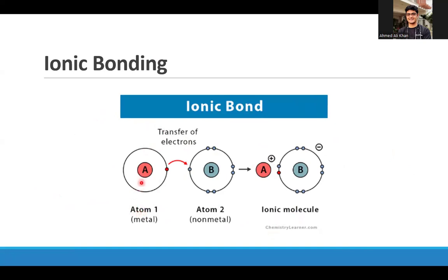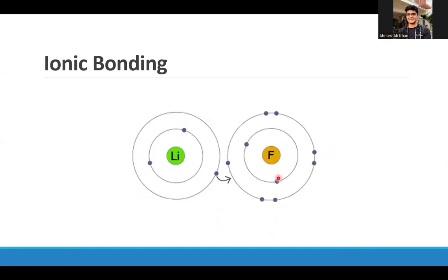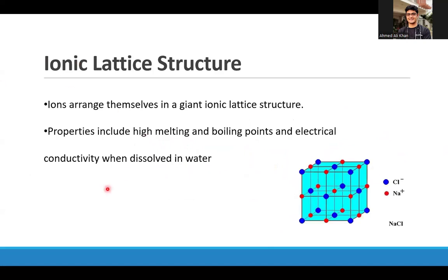Right? So we have atom one, which is a metal. Metals always lose electrons, and non-metals always have the tendency to gain electrons. By this loss and gain of electrons, it forms ions, and these ions attract each other, and this forms an ionic bond. Right? So we have an ionic bond here. This is a compound known as lithium fluoride, and lithium being a metal and fluorine being a non-metal will form an ionic bond. सही है?